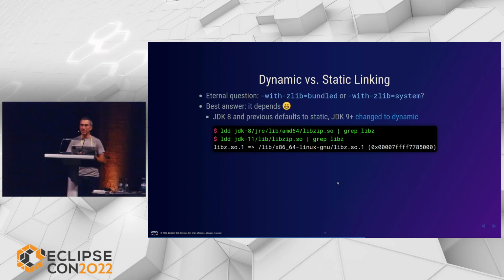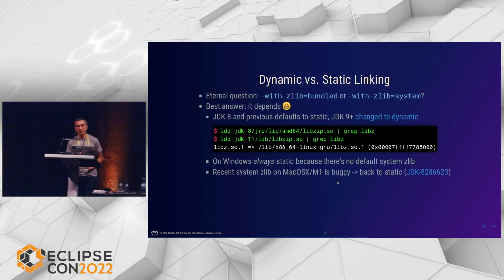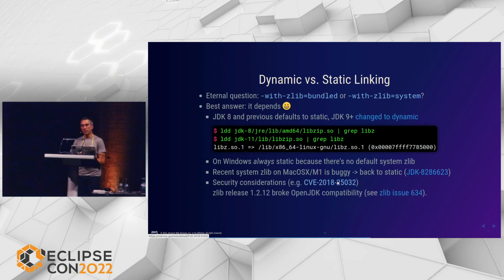Starting with JDK 9, the default for OpenJDK changed. So you now see libzip is dynamically linked against the system libz. But that's a configuration option. Everybody can build it the way he wants. It's just the default. On Windows, you always have static linking because Windows doesn't have a default system zlib. For example, recent versions of macOS M1 had a buggy zlib, which didn't work well with OpenJDK. So OpenJDK vendors had to switch their build for macOS back to static linking because otherwise you would get errors.